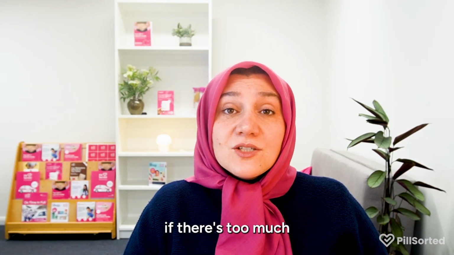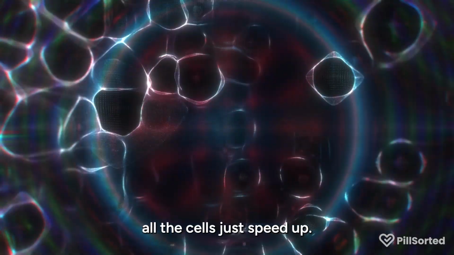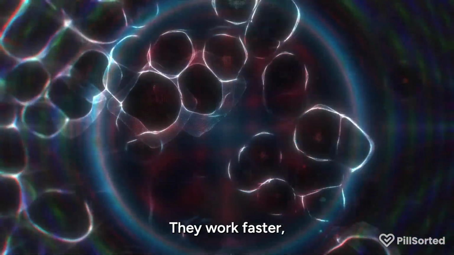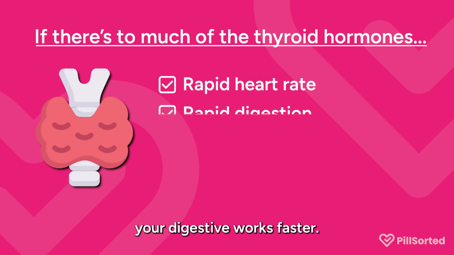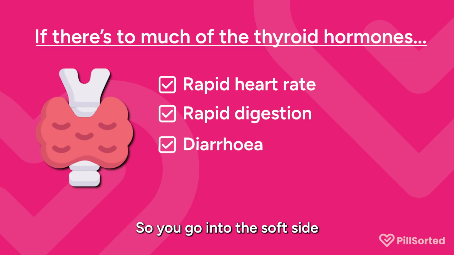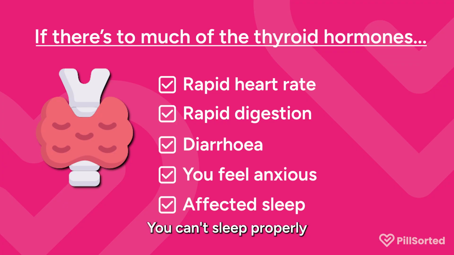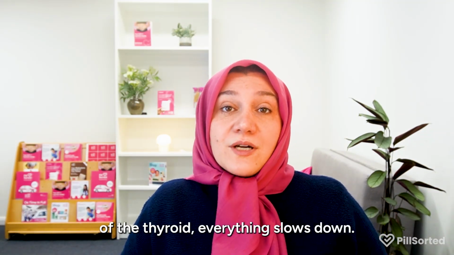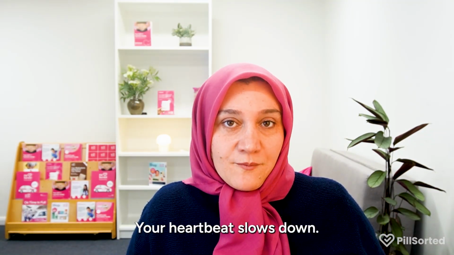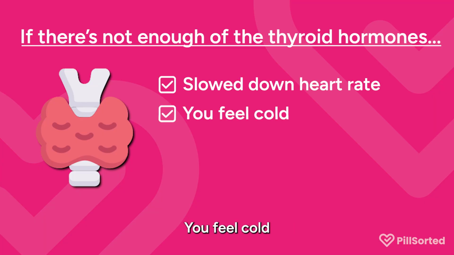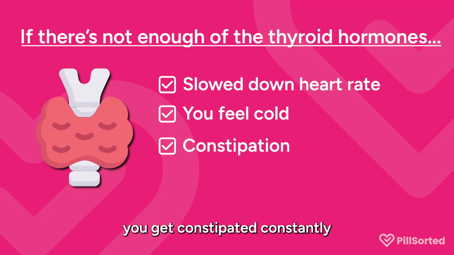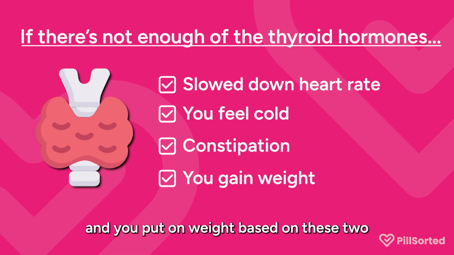What that means is, if there's too much thyroid hormone, all the cells speed up. They work faster. Your heart rate becomes much faster. Your digestion works faster, so you go on the soft side and get diarrhea. You feel anxious all the time and can't sleep properly. And if there's not enough thyroid hormone, everything slows down. Your heartbeat slows down, you feel cold all the time, you get constipated constantly, and you put on weight.